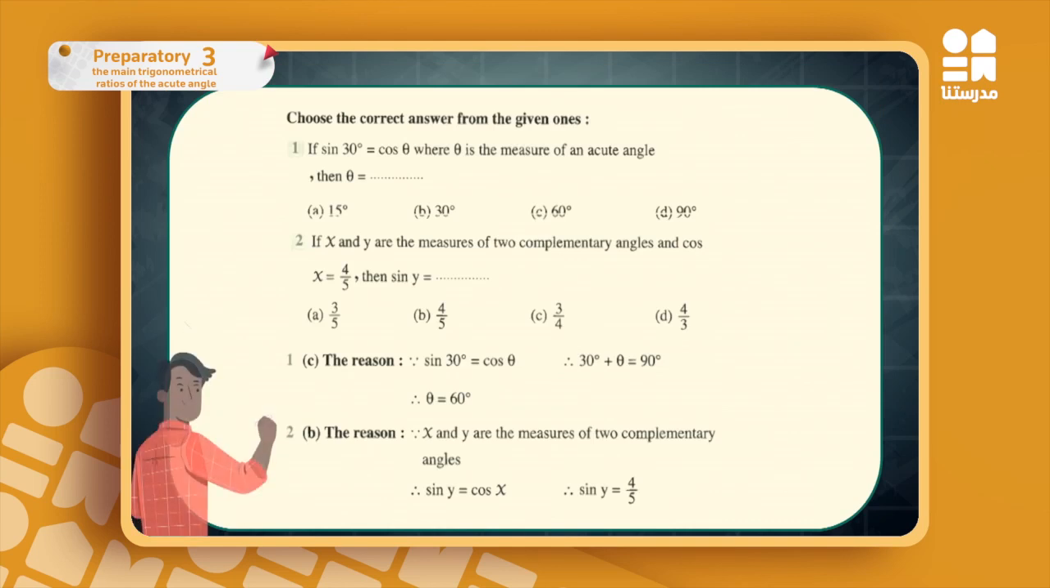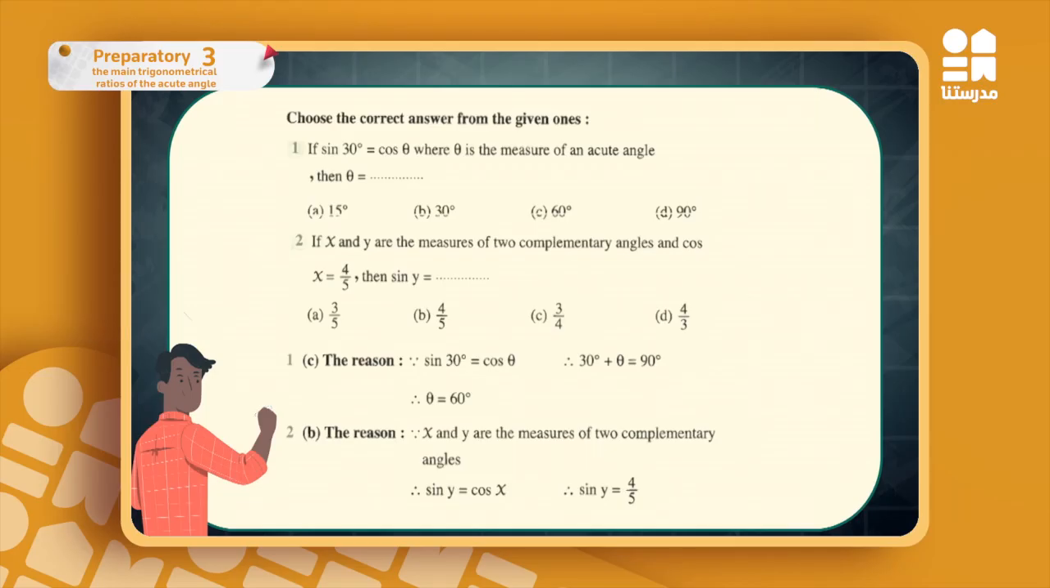Now let's solve. Choose question. Number 1: if sine 30 is equal to cosine theta. I have just read this note. If I have sine of an angle equal to cosine of an angle, then the sum of the two angles equals 90. But where are the two angles, Mister? Here the first angle is 30 and the second angle is theta. So 30 plus theta equals 90. Now I can find the value of theta, which is excellent, it's 60.